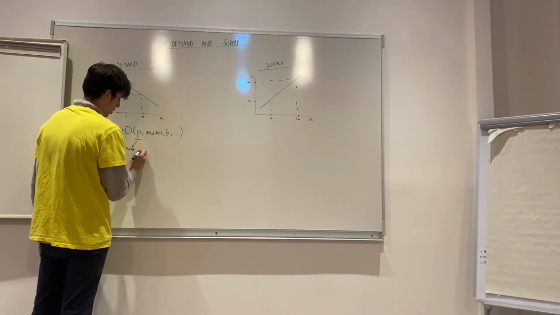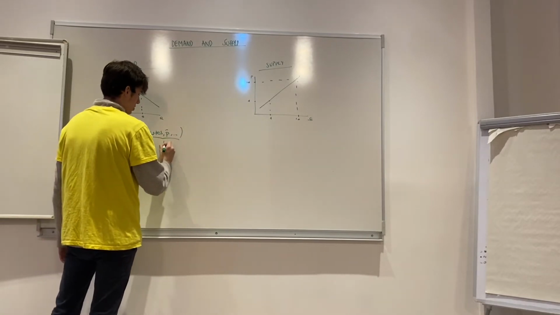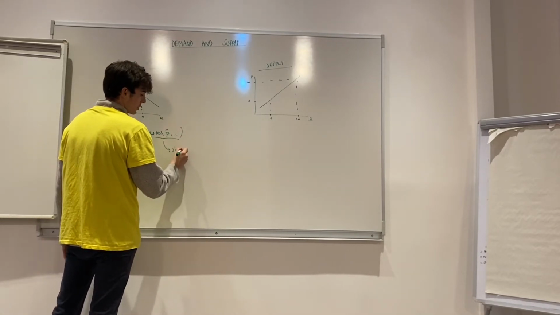So basically what you see here is that price is the only one that causes a movement in the demand curve, while the rest cause a shift in the demand curve. So this is very important to remember.